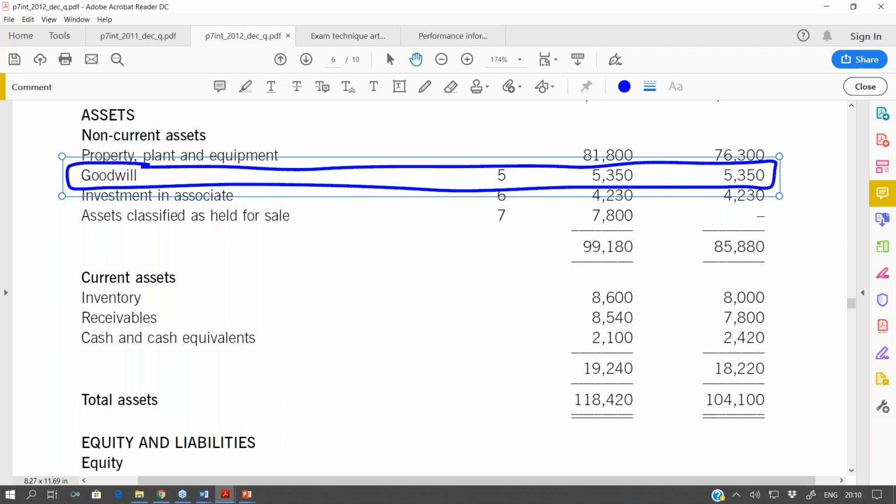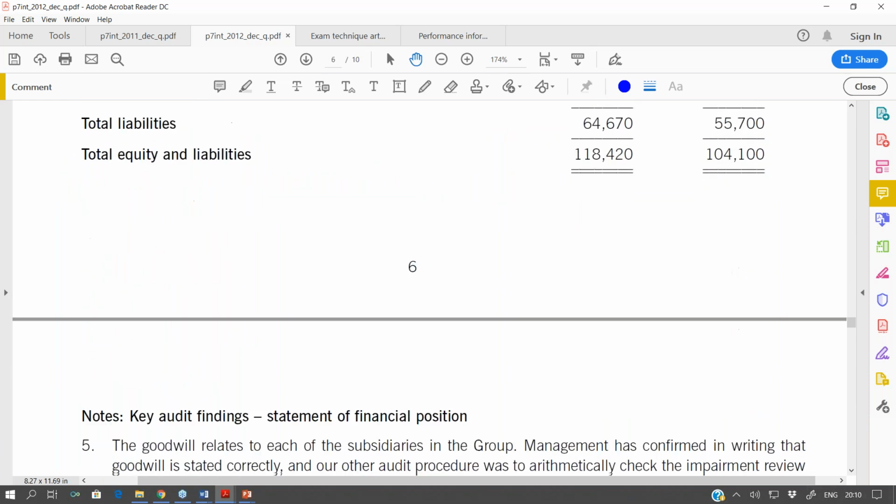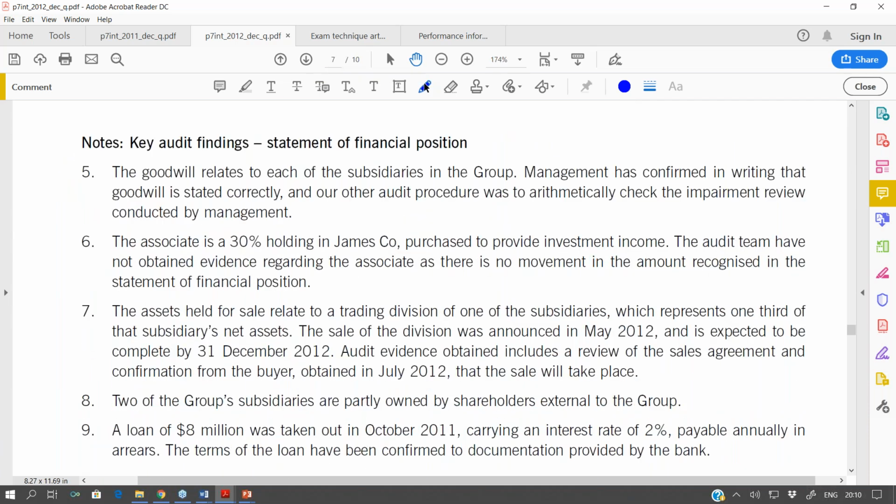What if the management has not done the impairment review, and the goodwill is overstated if no impairment review has been done? And is there an indicator for the impairment given in the case study? Yes. Okay, now let's go down and see finding 5 where the goodwill is given. Can you see this finding 5 in front of you?